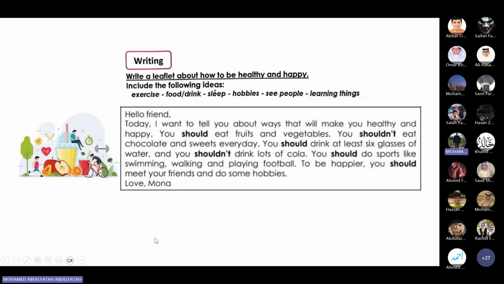Yes. Abbas, here we have got a model answer about how to be healthy and happy, how to stay healthy and happy, how to keep fit, how to be strong, okay? So, Abbas, this is a model answer, and remember, you can use your own ideas. You can use this, and you can add more on your own. Abbas, go ahead. Hello friend, today I want to tell you about ways that will make you healthy and happy. You should eat fruits. Abbas, wait, please.